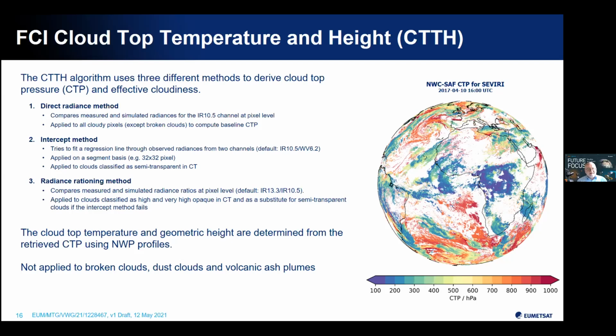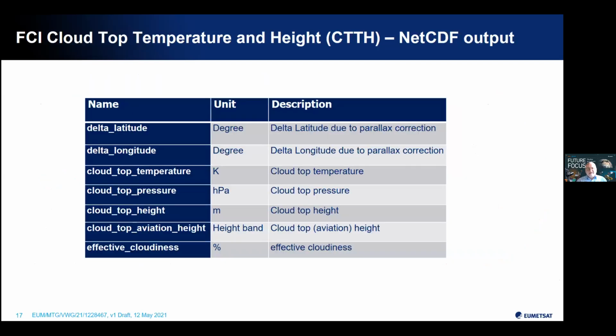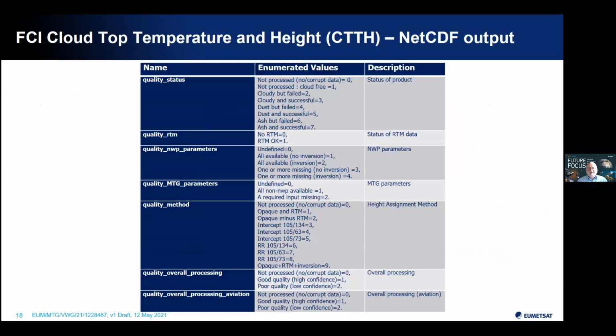Okay. Or second last, it's not applied to broken clouds, dust clouds, and volcanic ash plumes. These are the output parameters. We do also a parallax correction, give the cloud top temperature, pressure, height. We have an aviation height, and we give the effective cloudiness. And again, it's ordered in the NetCDF product.